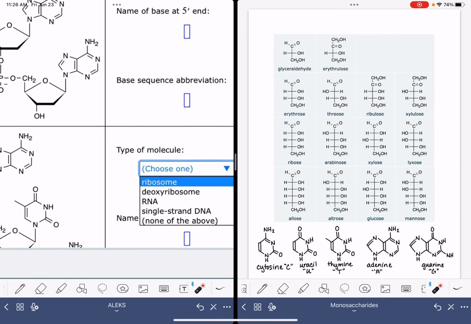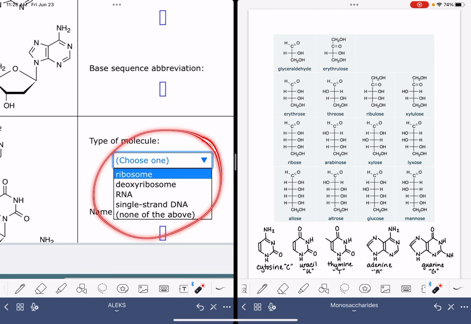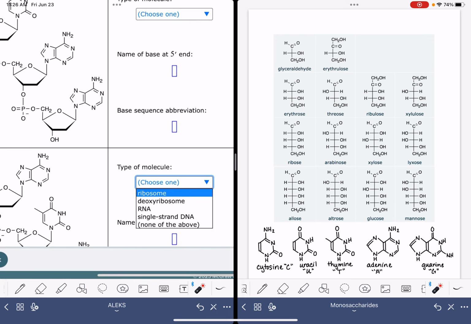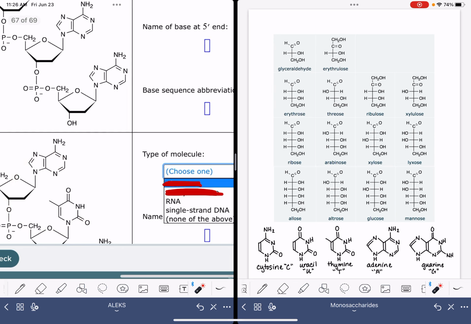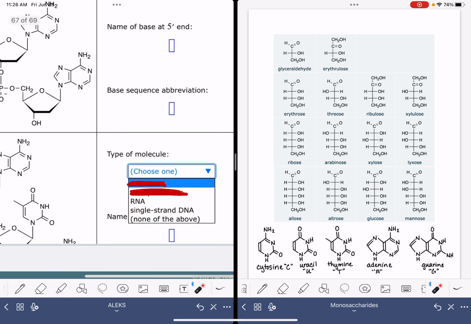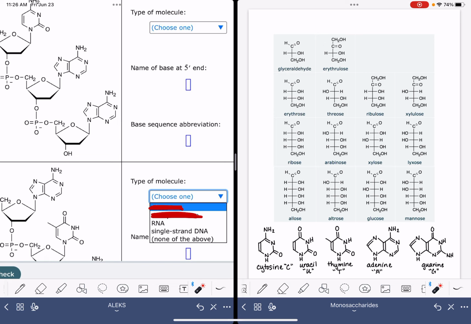So I've got down here the drop-down menu. These are the choices that you have for the type of molecule, the first part of the problem where you're classifying it. And there is no ribosomes or deoxyribosomes at all. Every version of the problem that I looked at, the answer was either RNA or single-strand DNA. I suppose that it's possible that ALEKS might put some kind of really funky, weird molecule over here, in which case you would say that the answer is none of the above, but I didn't see that. Everything that I saw, it was either RNA or a single strand of DNA.